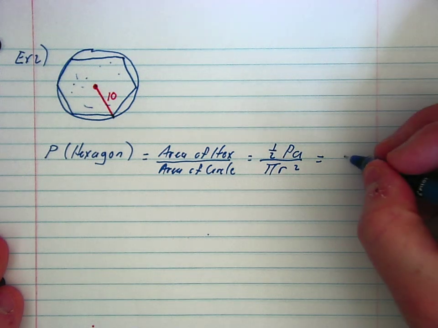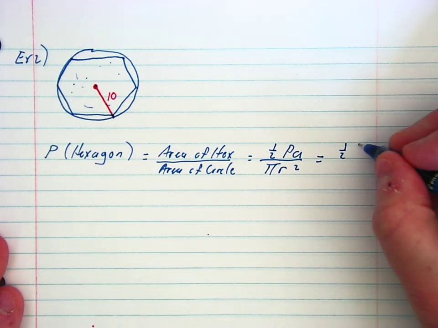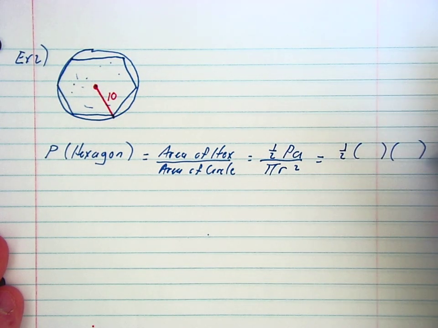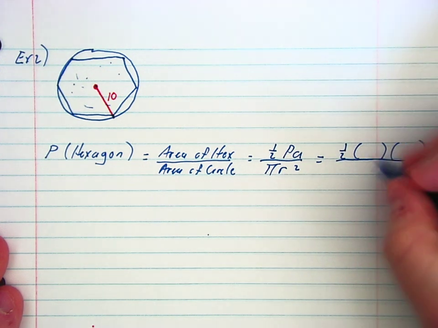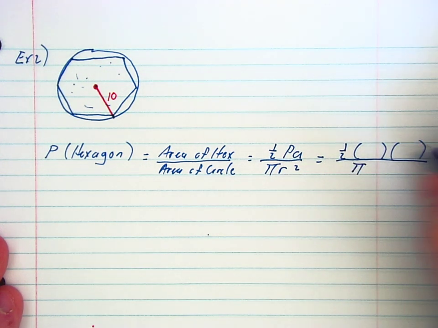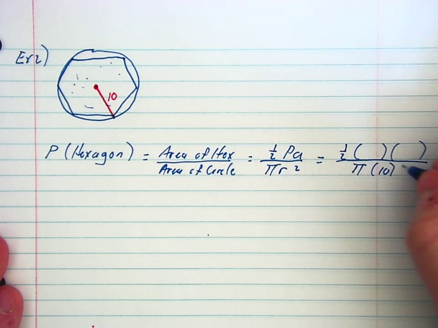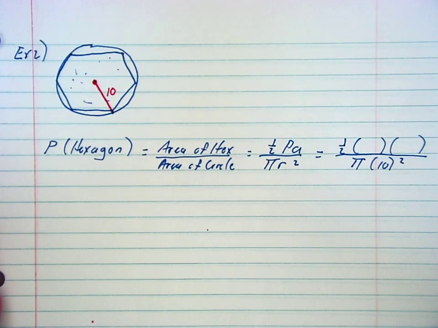So be careful with what I give you and make sure you use it in the right place. So up here, I'm going to do 1/2 perimeter times apothem. I don't know either of those. The bottom is pi times radius squared, which I do know. And I'll figure that out in a little bit.